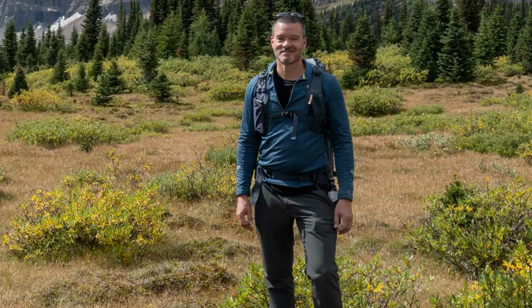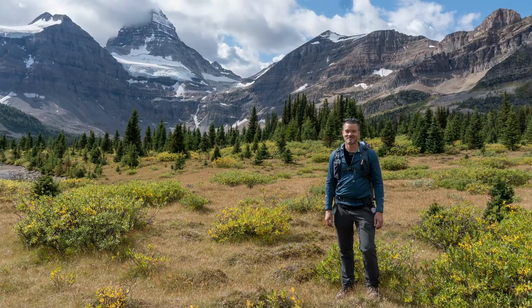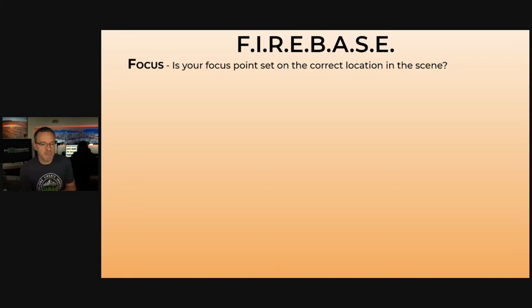So the first step when you're using this Firebase acronym is to make sure the focus point is actually focusing on the right place in your scene. So I always ask myself, is my focus point set to the right location? And also, do you want autofocus or do you want manual focus? And this is a big one because maybe the last time you used your camera, you were using manual focus. Like, for example, my story I just told you where I was up the night before photographing the Milky Way. And when I went to use my camera the next morning, my camera was still in manual focus mode, but it needed to be in autofocus mode.